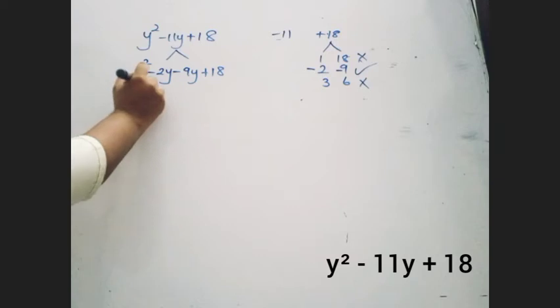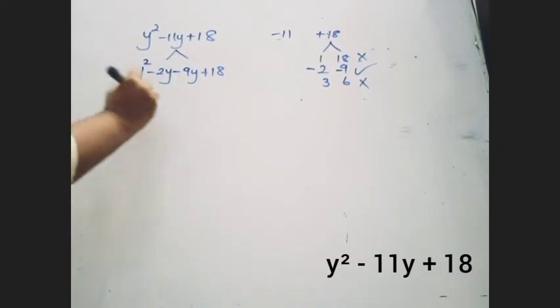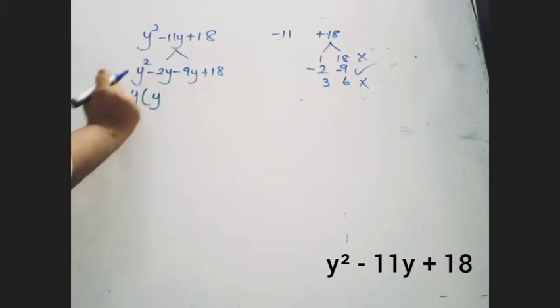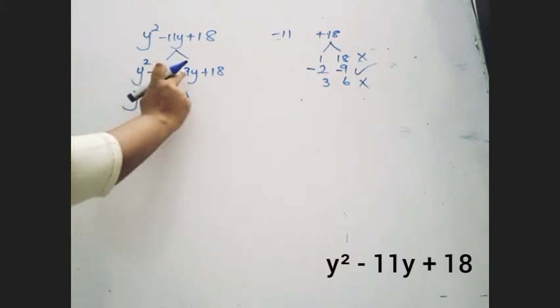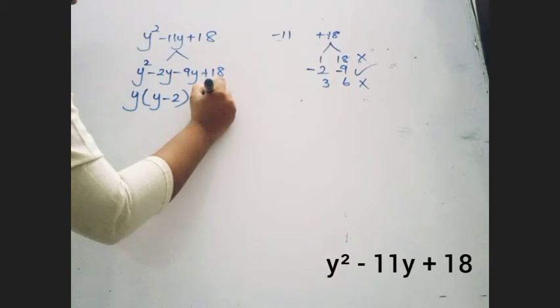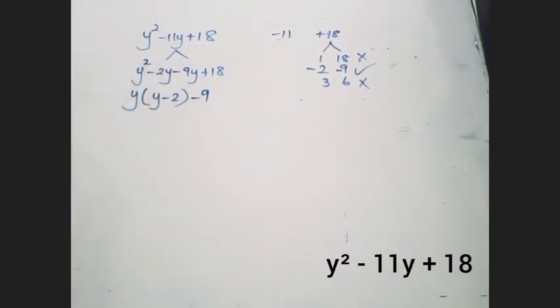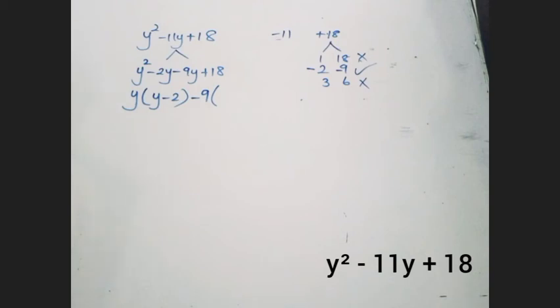Now let's factorize. y can be taken as a common factor. So the remaining is y minus 2. Again we are going to take the common factor, which is 9, negative 9. So I am taking the negative 9 as the common factor. So be careful when you divide it. Okay.